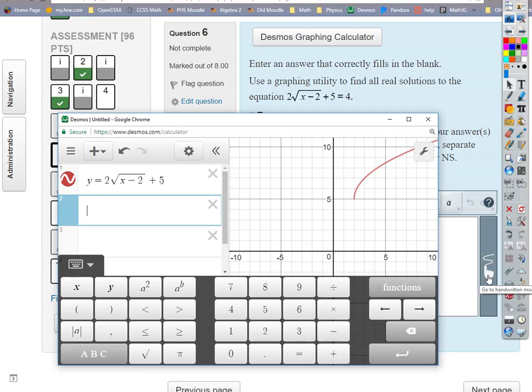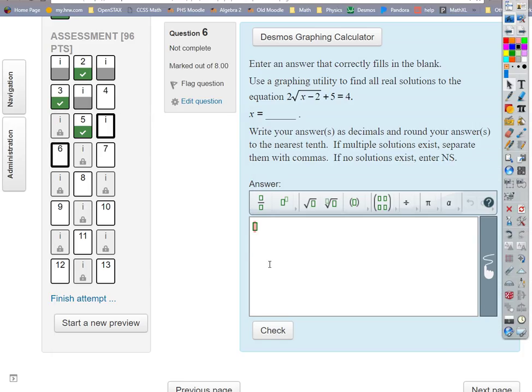Then we'll go down and set y equal to the right side of the equation, which is 4. And we'll do this all year, right? What do we see? No answers. No intersection. NA. So NA or NS.